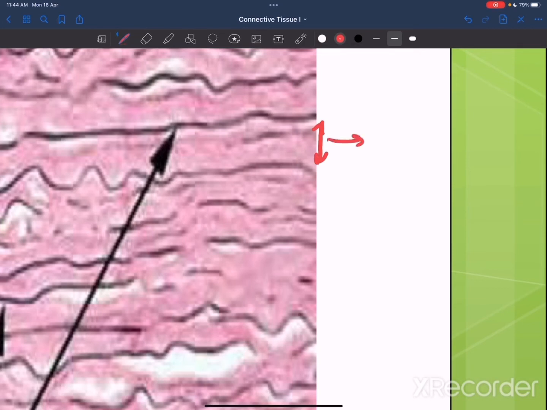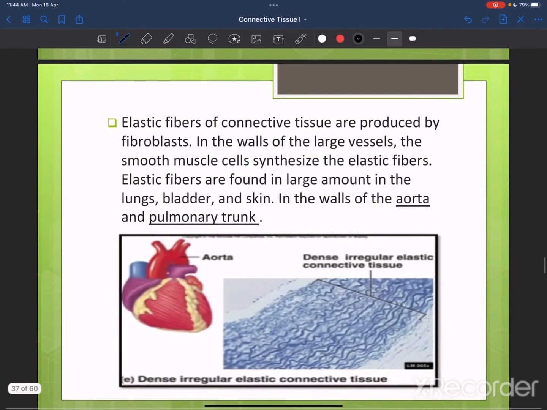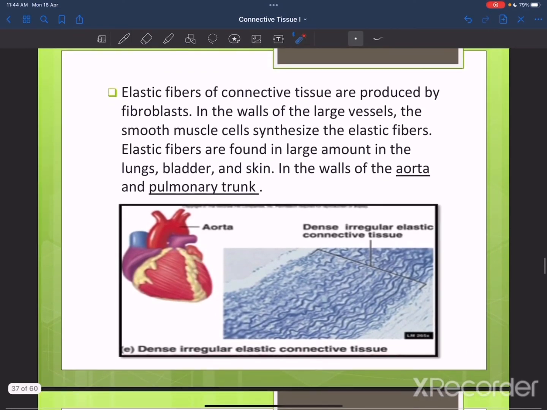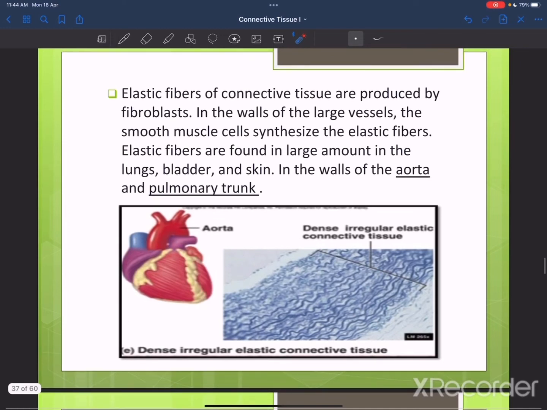Again, elastic fibers of the connective tissue are produced by fibroblasts, and elastic tissue is again found in the wall of the blood vessels. The smooth muscle cells synthesize the elastic fiber. If you remember from your cardiovascular module, we have, for example, the aorta, or the pulmonary trunk.